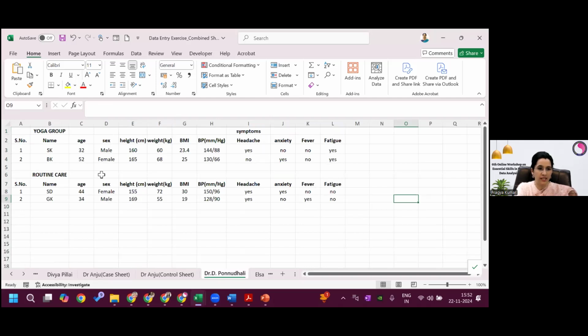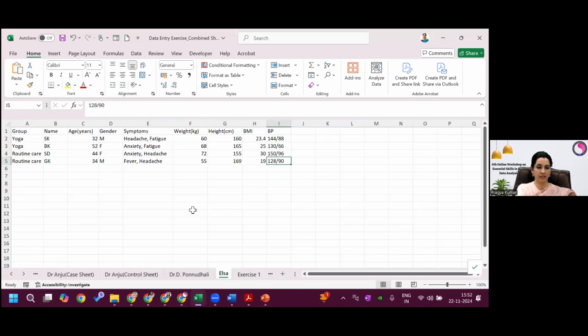Dr. Ponudhali has written yoga group and then a separator, then routine care. Again, a problem in analysis. Elsa has done it okay, but again symptom and BP. This was the persistent problem with, I think, many of you.